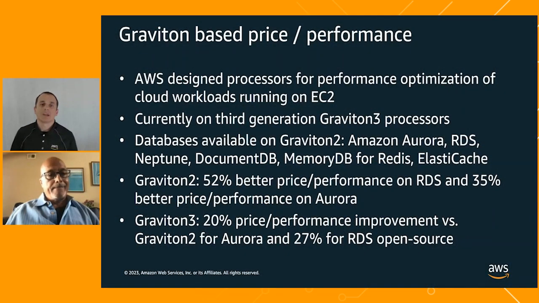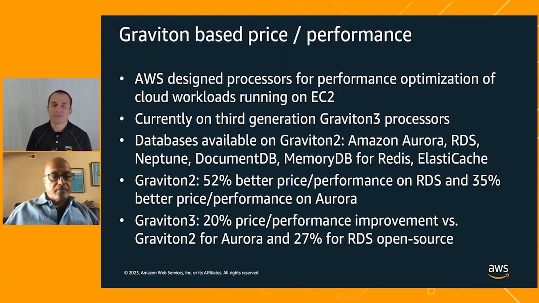Absolutely. So Graviton are AWS designed processors optimized specifically for performance of cloud-based workloads running in Amazon EC2 or some of our other services. We are currently offering the third generation of these processors called Graviton 3 in both Amazon RDS and Amazon Aurora. In most of our database services, we also offer the Graviton 2, the previous generation as well. Now, Graviton 2 offers 52% better price performance on Amazon RDS and 35% better price performance in Amazon Aurora.